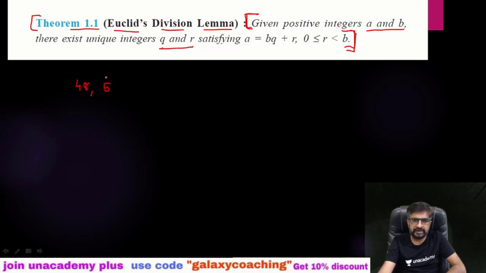So how can we get that? If I divide 48 by 5, 5 nines are 45 and the remainder is 3. So you can see from these numbers 48 and 5 you got quotient 9 and remainder 3. So actually out of these two you get another two: the quotient is 9 and the remainder is 3. So you get two other integers.